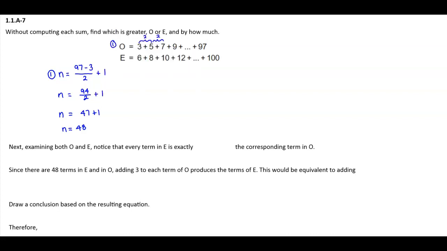Okay, now let's take a look at E. We're going to call that 2 here. So for 2, we're going to follow the same procedure. The last term is 100. We're going to subtract the first term, which is 6. We're going to divide it by the common difference, and you can see that the common difference is also 2. And then we're going to add 1. 100 minus 6 is 94, divided by 2 plus 1, which also gives us 47 plus 1. And therefore, N is going to equal 48.